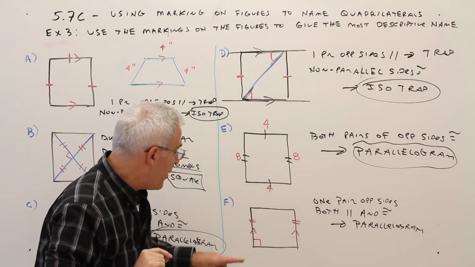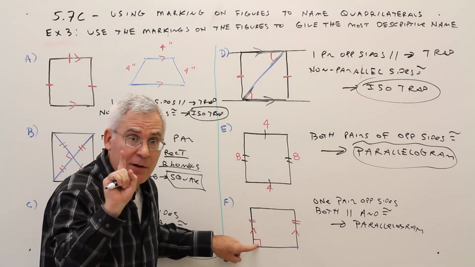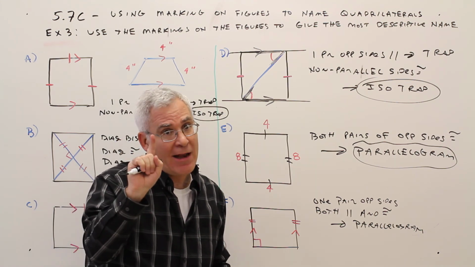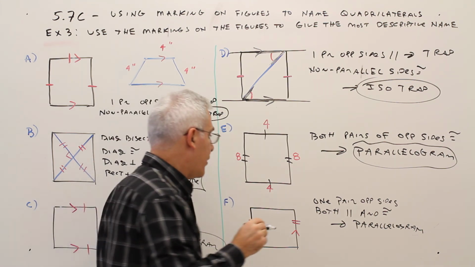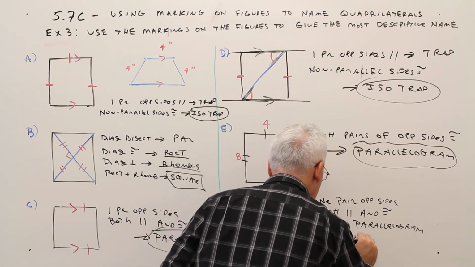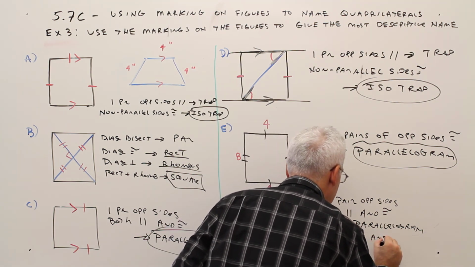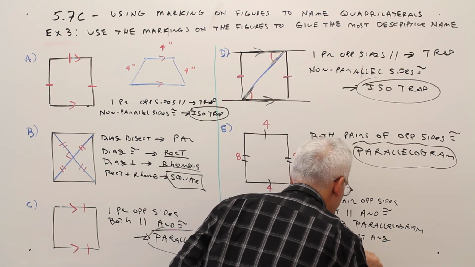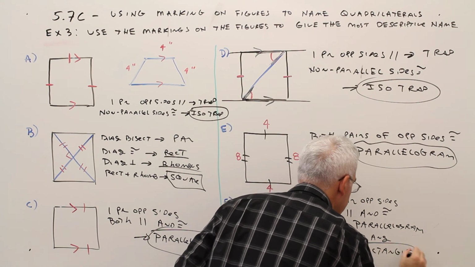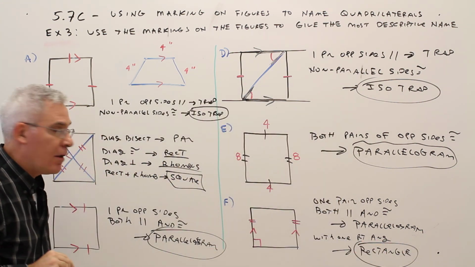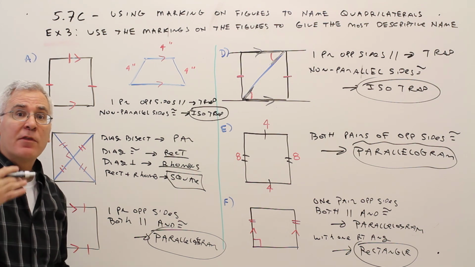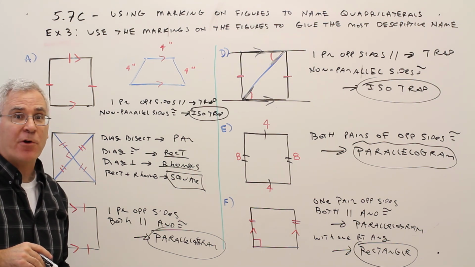However, I've got more information. I've also got one right angle. So if I'm a parallelogram with one right angle, I'm also a rectangle. So with one right angle, that gets me to be a rectangle. So there you have it, how to use markings on diagrams to come up with the most descriptive name for quadrilaterals.